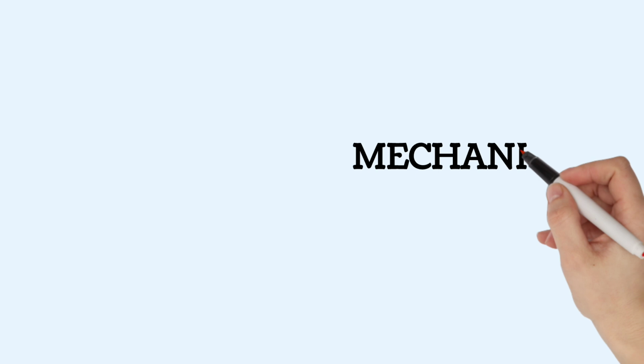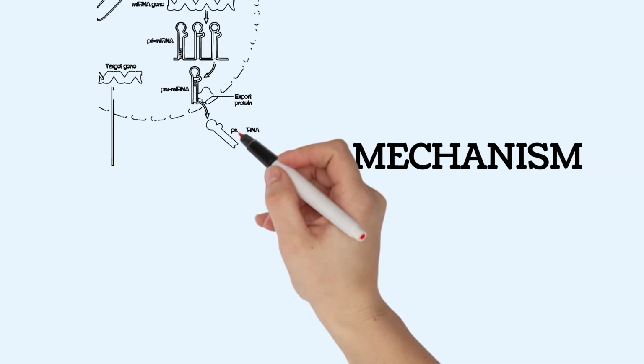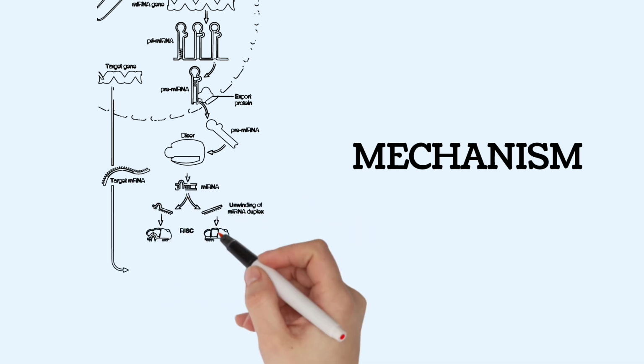Now let's see the mechanism of this process in a pictorial way. This is also collected from Robbins. Let us see and understand it.